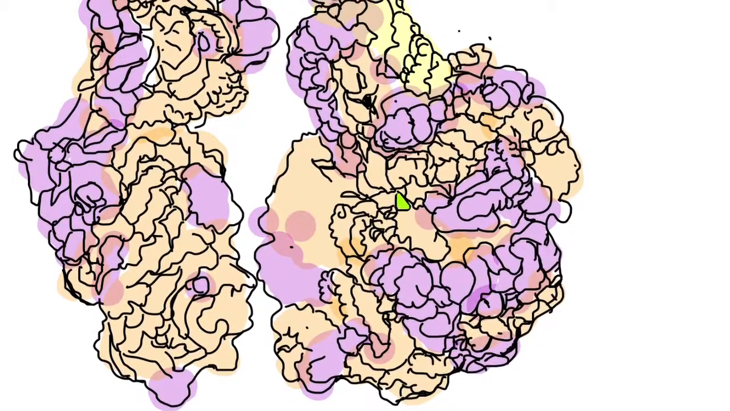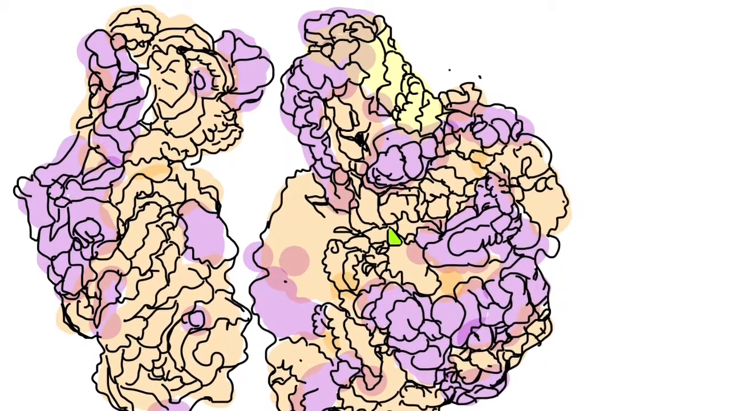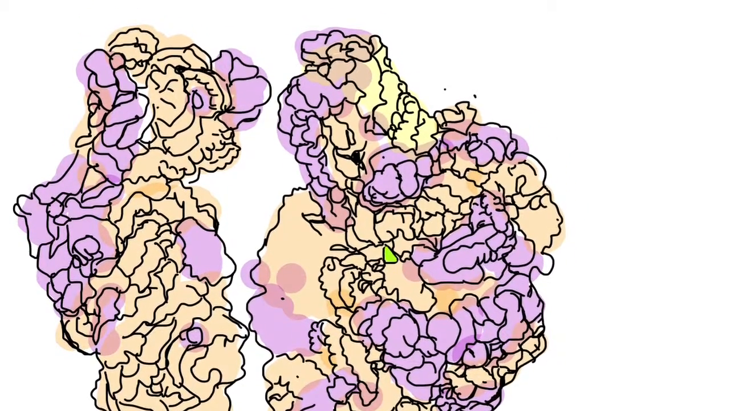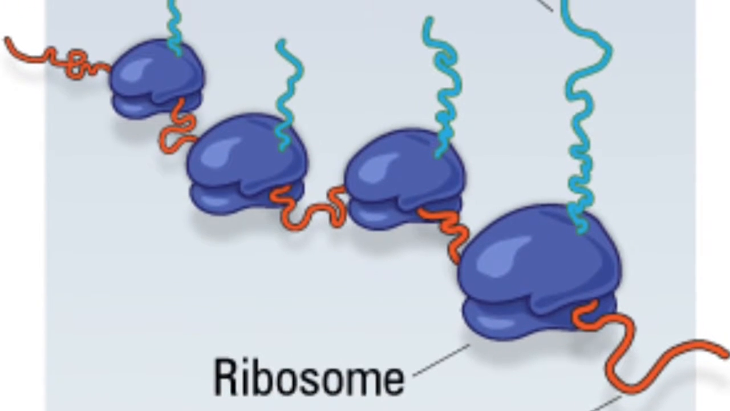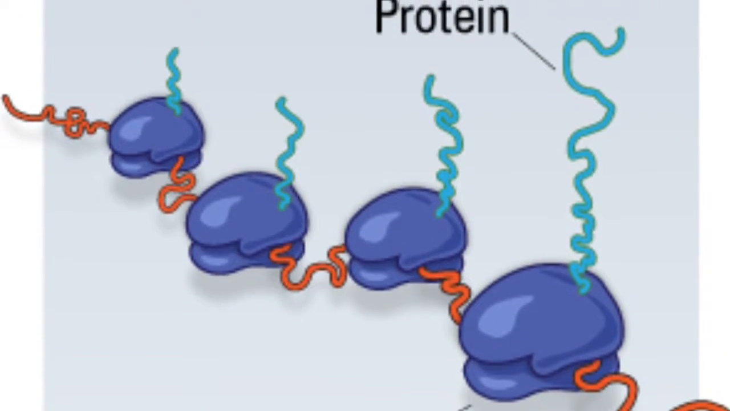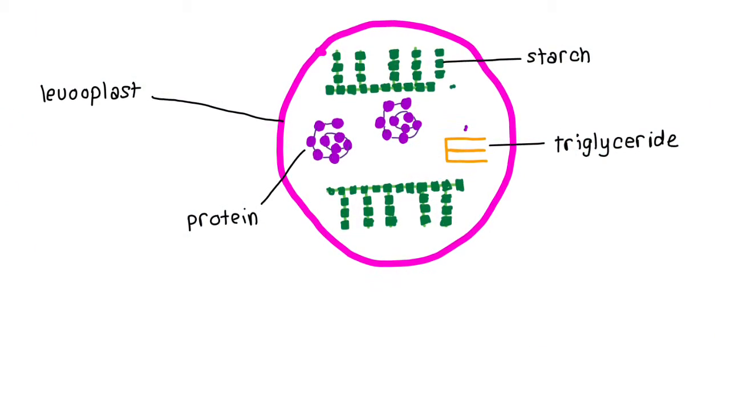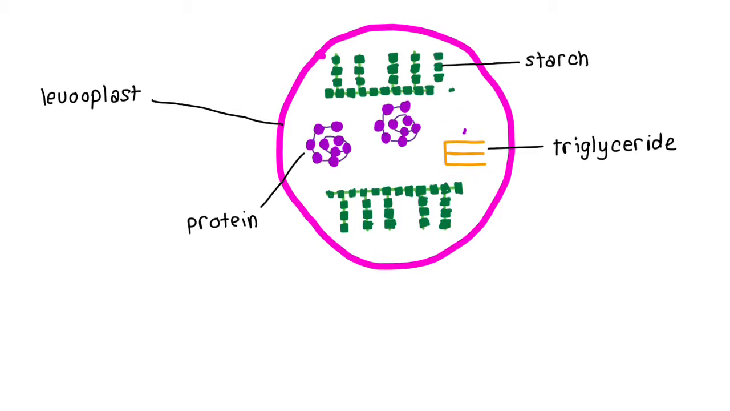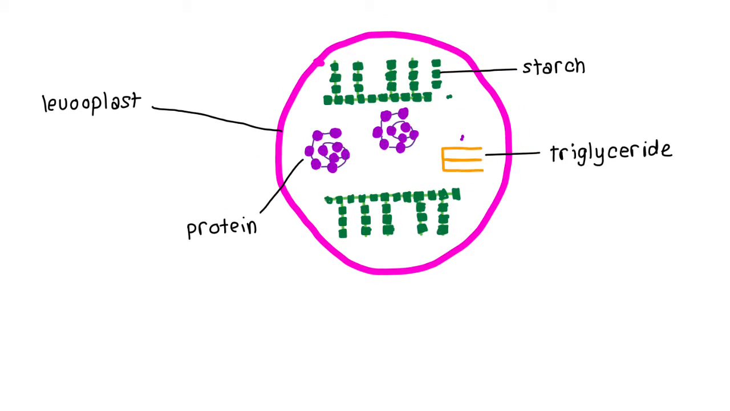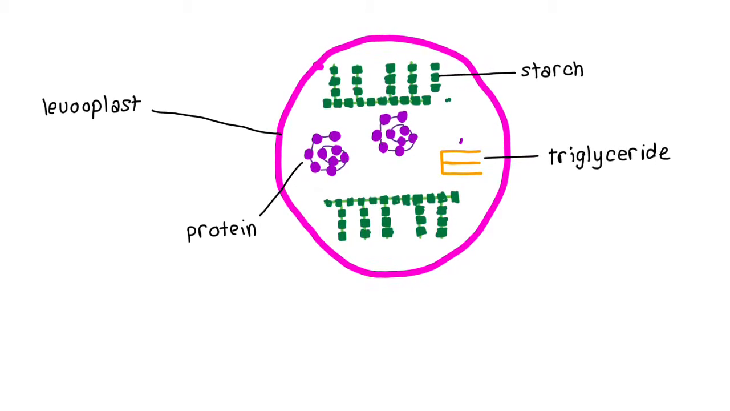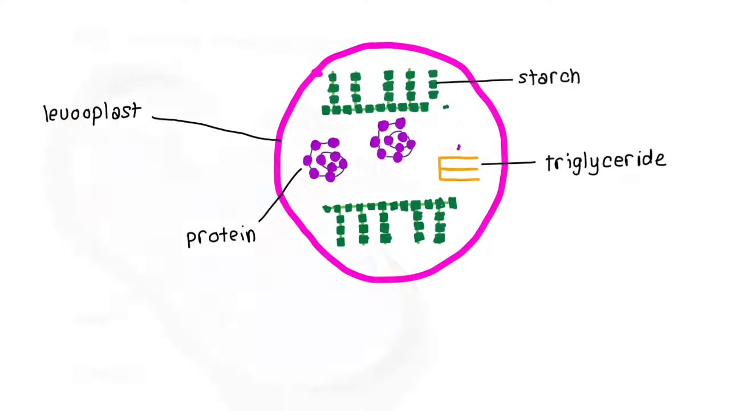So this is an in-depth picture of what a ribosome looks like. And ribosomes are the builders of protein, which you'll see in the next slide, that they take RNA and then they build little proteins off it. So that's pretty cool. So the glioblast are a cell that is found in plants, and they build things with protein, triglycerides, and starches, and this is what it would look like.